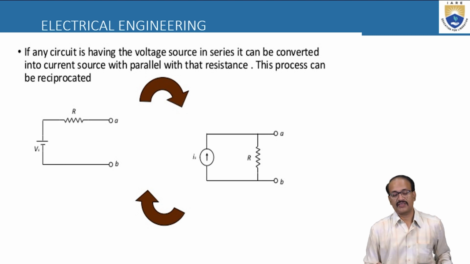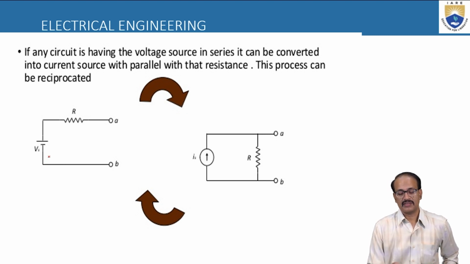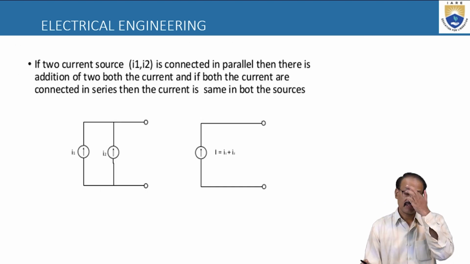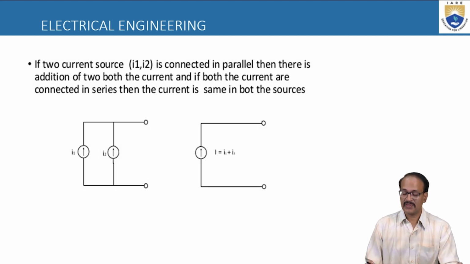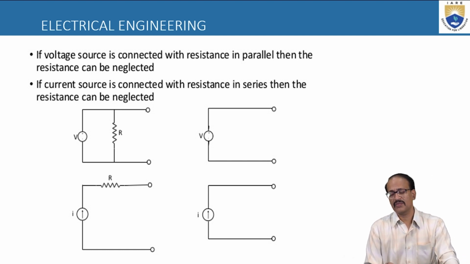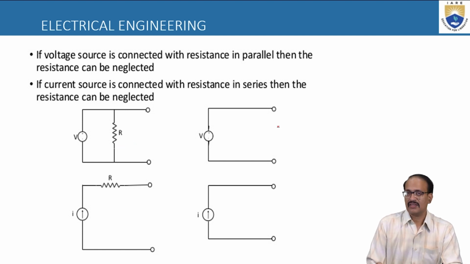And source transformation: a voltage source in series with a resistance can be transformed into a current source in parallel with the resistance. When 2 voltage sources are in series, they can be replaced with a single voltage source by adding these 2 voltage sources. And 2 current sources in parallel can be replaced by a single current source simply by adding those current sources. If the resistor is in parallel to the voltage source, there is no change, so we can remove this resistance. If the resistor is in series with the current source, there will be no change, so we can remove this resistance.